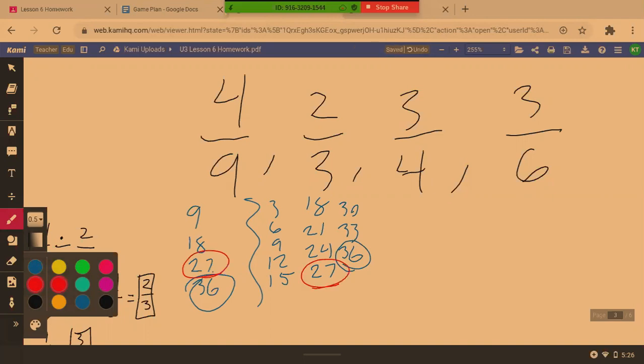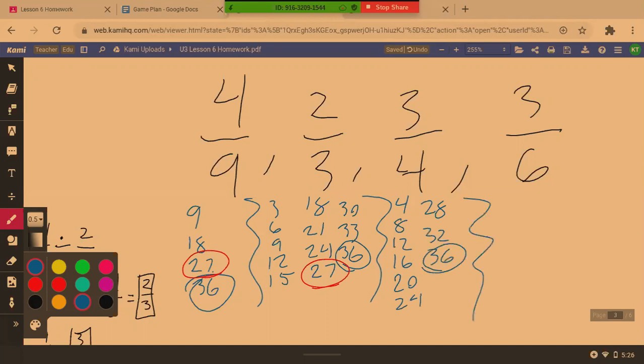Okay, let's keep going and circle the ones that are matching. Okay, 4, 8, 12, 16, 20, 24, 28, 32, 36. Okay, we have another matching right there, 36. Last one, 6, 12, 18, 24, 30, 36. Boom. So we can see that the common product amongst all four of these numbers is 36. 36 is our common denominator.